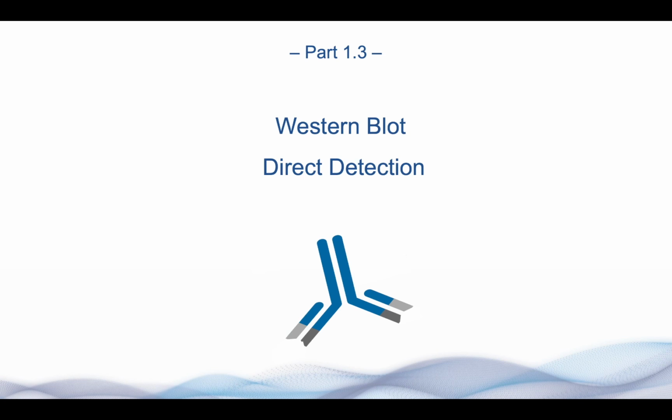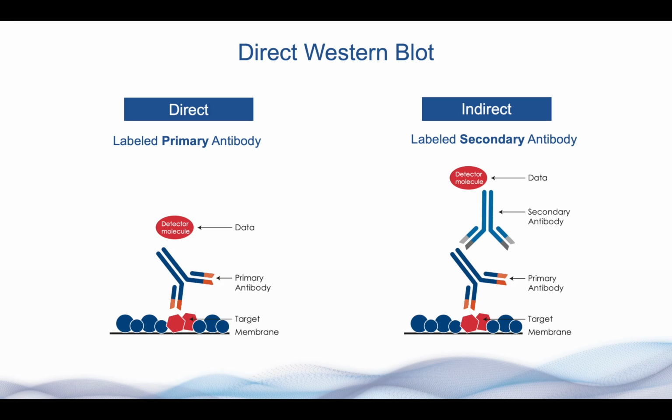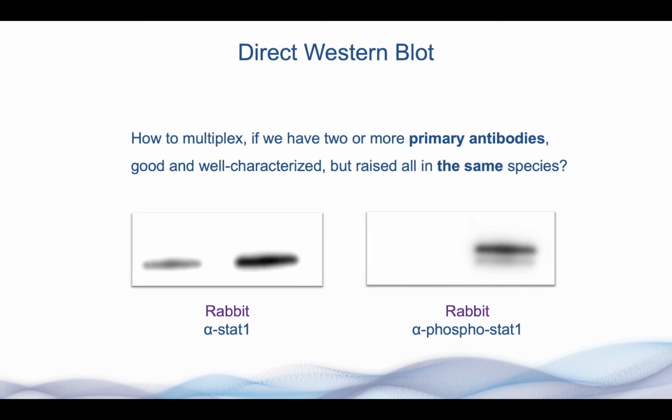So we have discussed the differences between indirect detection with ECL and fluorescence. And now the question is, what is direct Western blot? Well, direct Western blot is when we are using a labeled primary antibody, which is different from using a labeled secondary antibody, which is the normal protocol we usually choose. When do we use it? Well, if we have great antibodies, but we cannot use them because they were raised in the same species, then using a standard fluorescent Western blotting protocol with labeled secondary antibodies doesn't really help us.